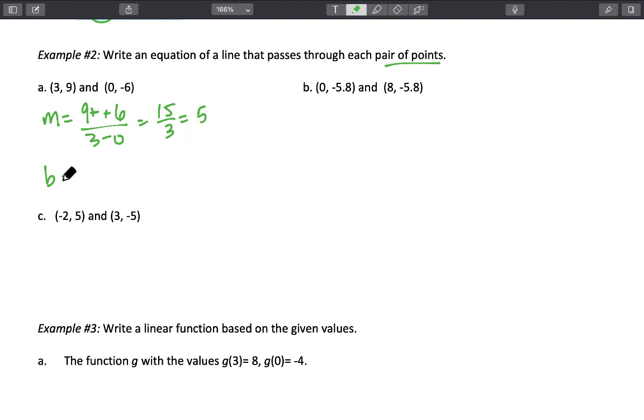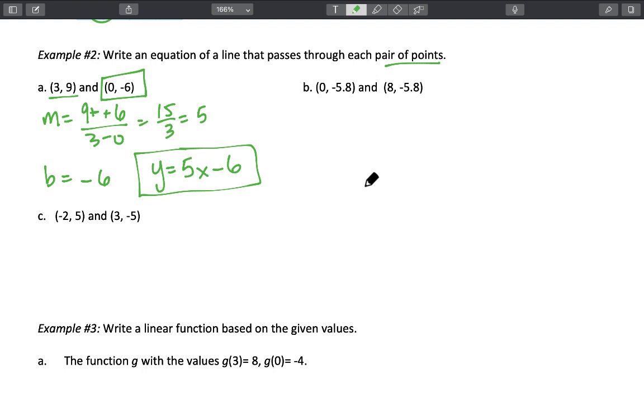So I have a slope of this line of 5. Now my y-intercept, remember, is when x is 0. And if I'm real careful and examine my point, I see that when x is 0, my y is -6. So I know my y-intercept here is -6. So the equation of my line will follow as y equals 5x minus 6. And there is the equation of the line that passes through these 2 points, 3, 9, and 0, -6.